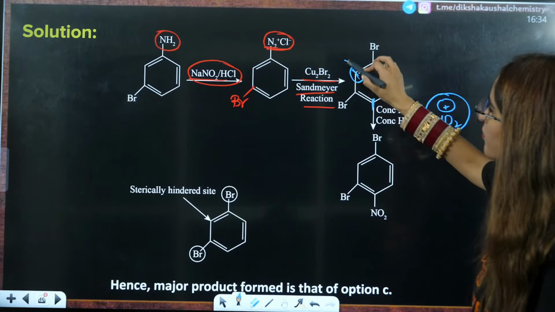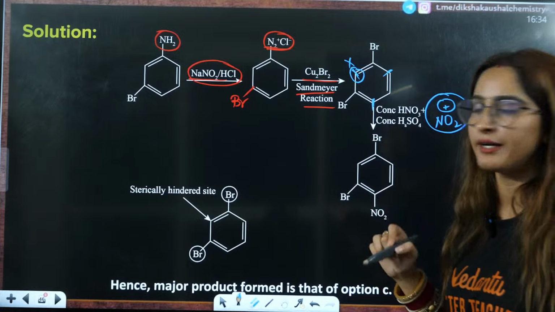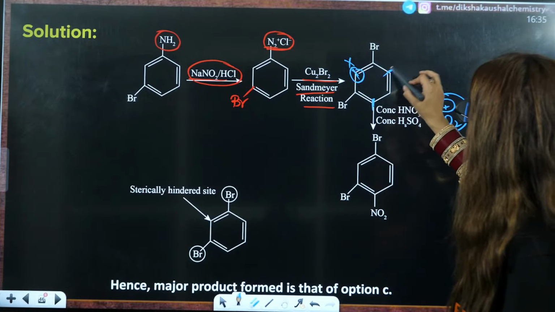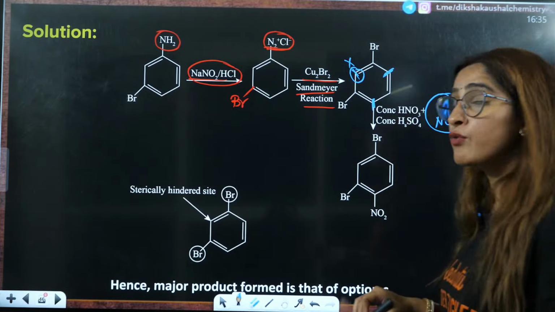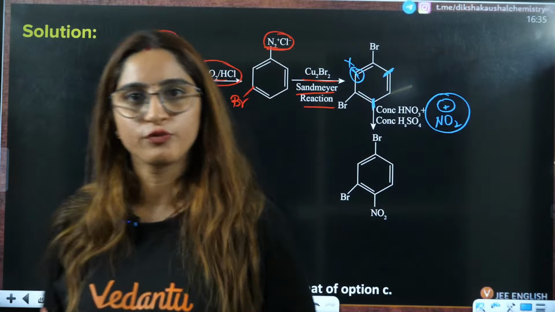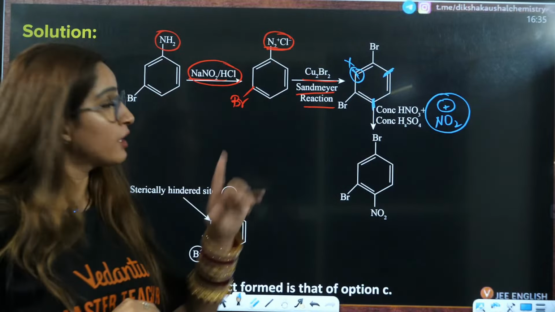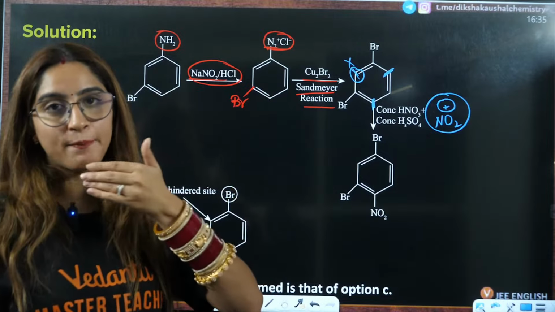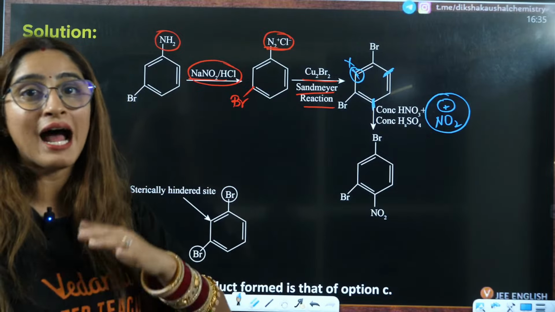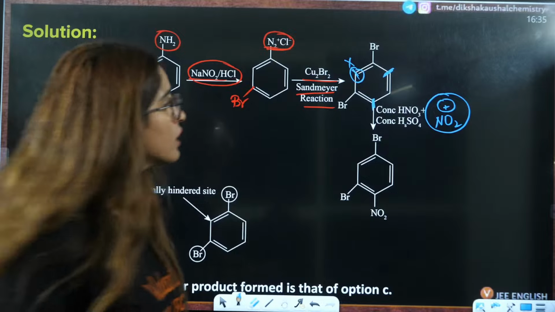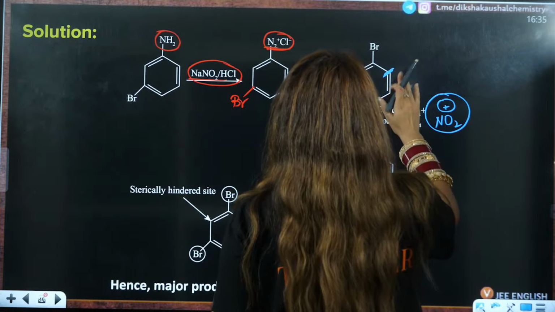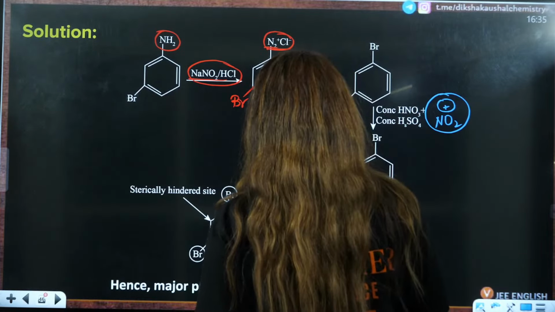This ortho is not possible because it is sterically hindered. Then the positions we are left with are this ortho and this ortho. But we have just one NO2. Then what will happen here? It will try to go to para. So para will be preferred over here. So the answer will be this is preferred.